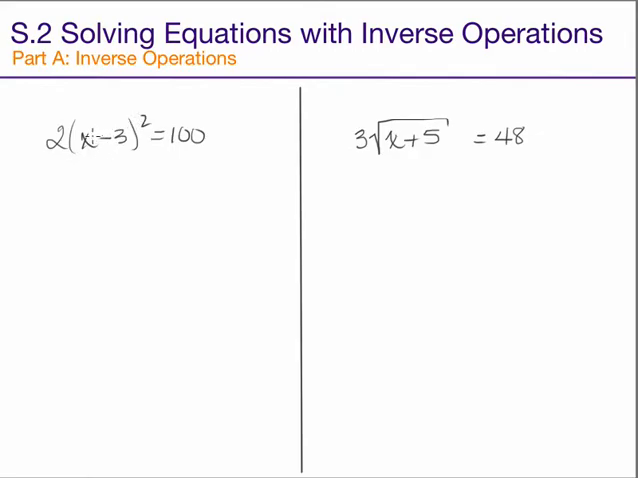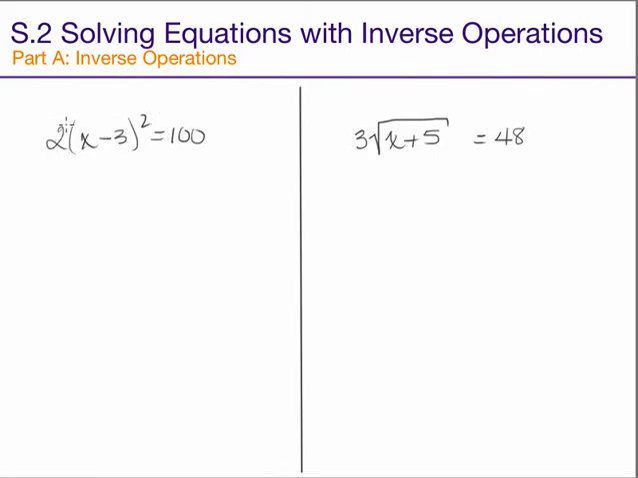I can't just unsquare this piece. I have to unsquare both sides. And I could do that. I could unsquare both sides now. But if I did that, I'd have a square root of 2 inside my square root. And that's going to be really hard to deal with.